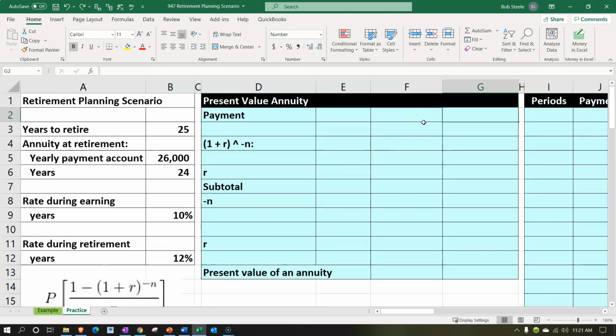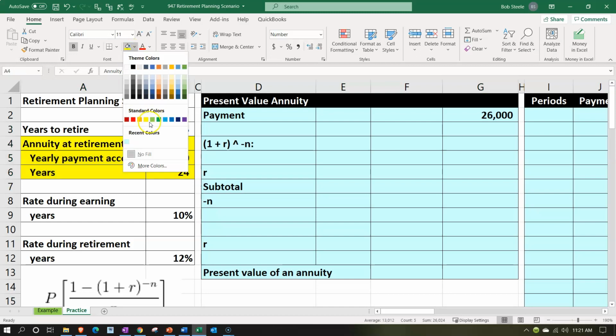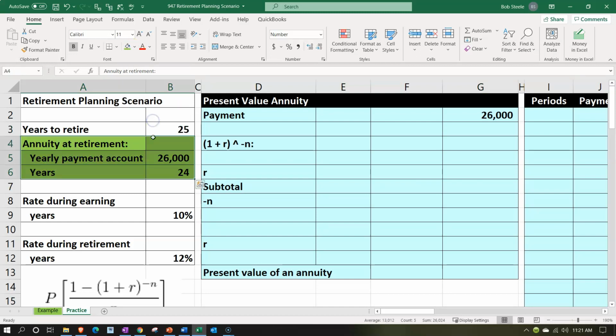So let's go ahead and say we're going to start off with P up top. P is going to be the 26,000. I might want to even highlight the thing we're focused on. I'm going to make this green here so that I'm less likely to grab the wrong numbers. I don't want to grab the wrong numbers.